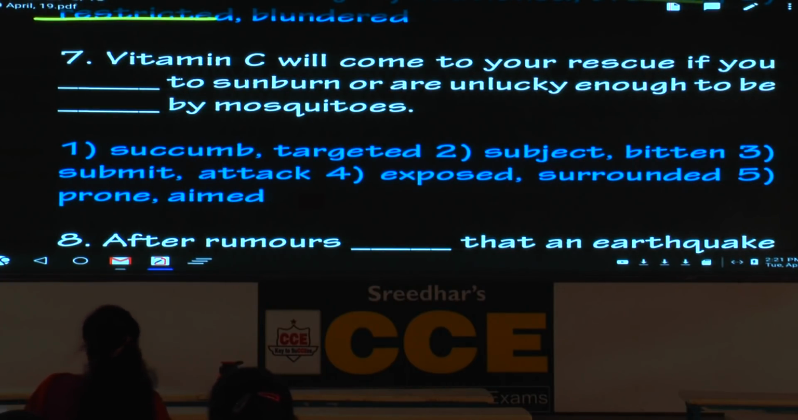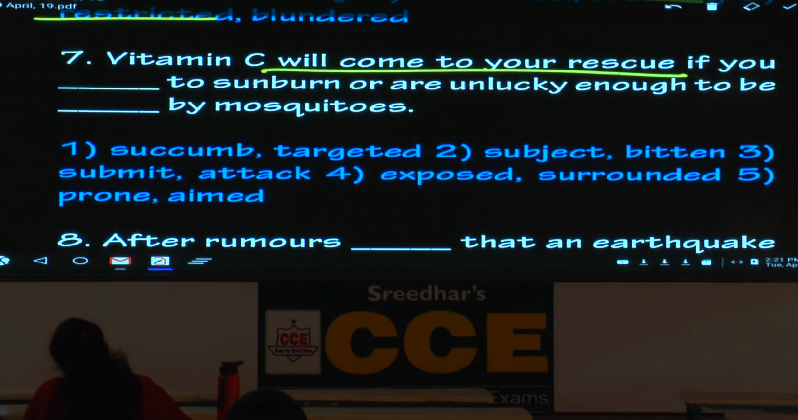Sentence number 7, again it is based on everyday context, should not be a problem. Vitamin C will come to your rescue. Please underline that expression: will come to your rescue. If you sunburn or are unlucky enough to be by mosquitoes. Now, what is the first pair here and what is the first word? You have got it many a time. Please underline the word succumb. Means what? Yield. Write the meaning. Y-I-E-L-D, yield. Also write stop resisting.